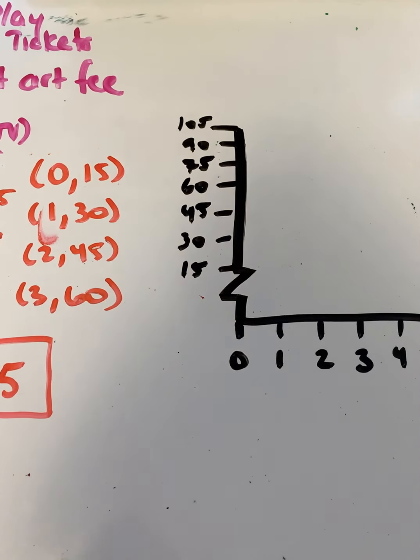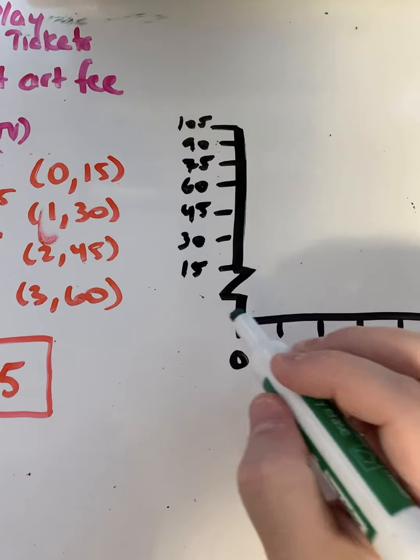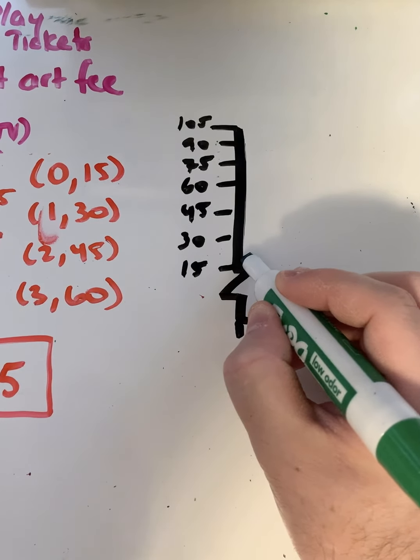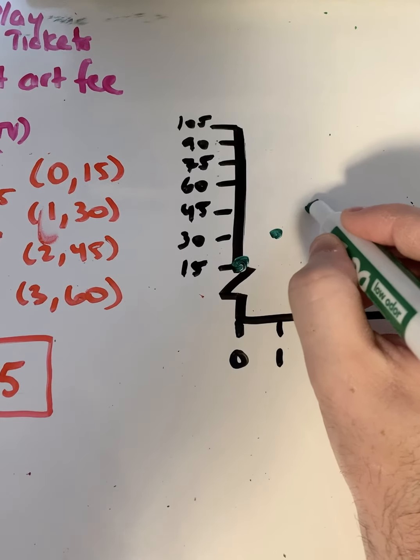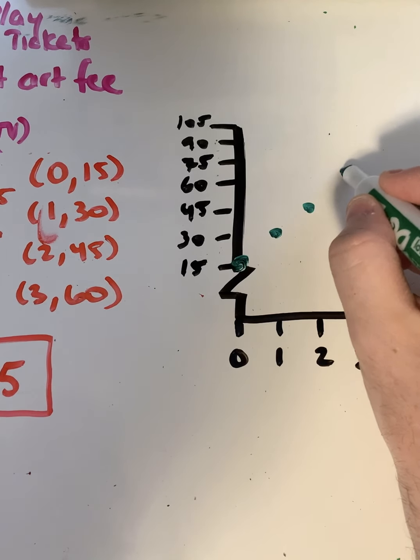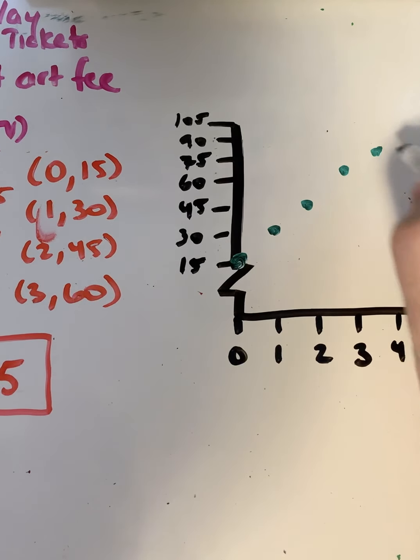And now I'm going to plot. Now if I'm plotting here at 0, then I'm going to actually put it on that line. So it's going to go 0, 15. And then 1 is going to be at 30, 2 is going to be at 45, 3 is going to be at 60, 4 is going to be at 75, and then 5 is going to be at 90.